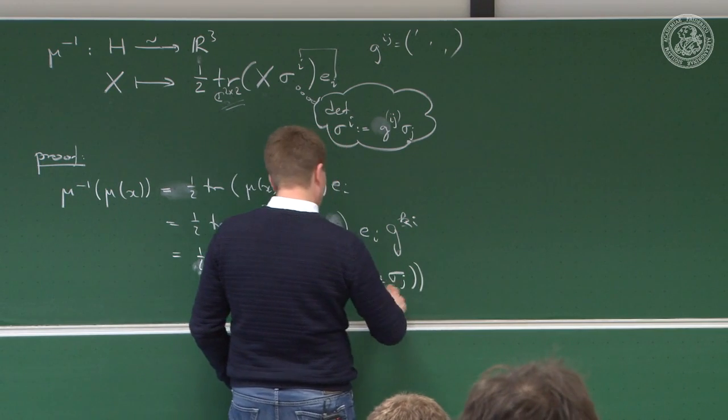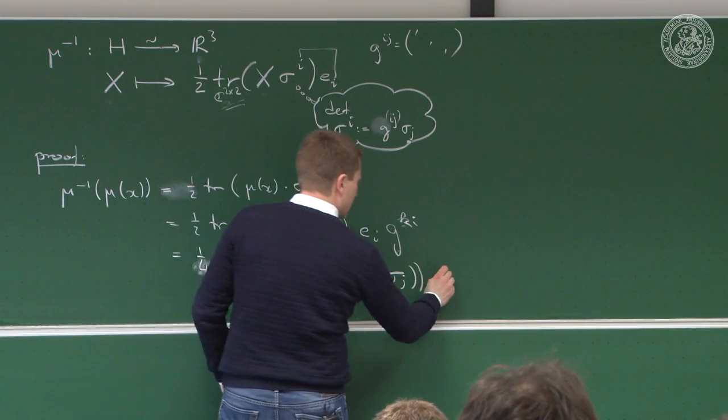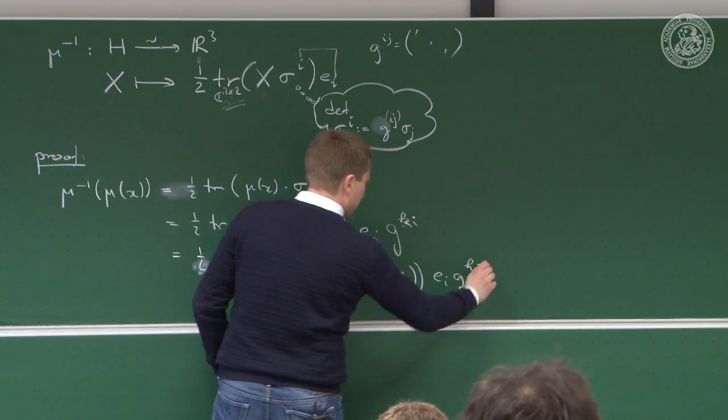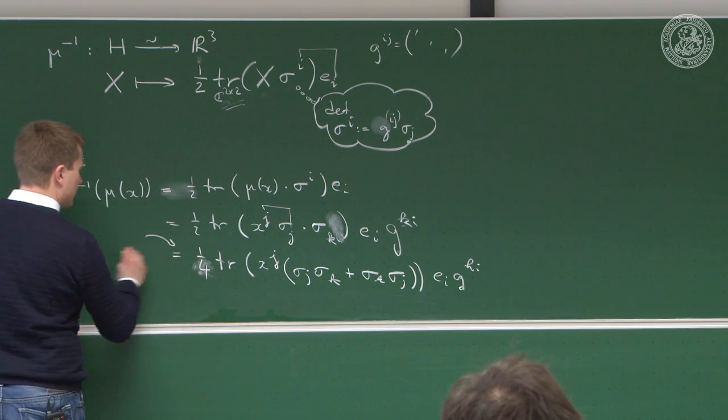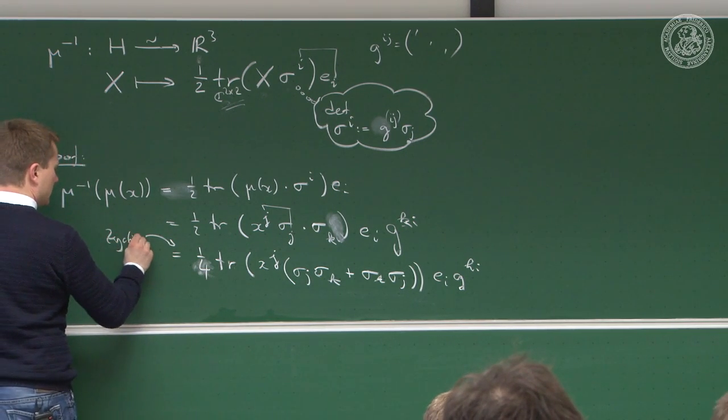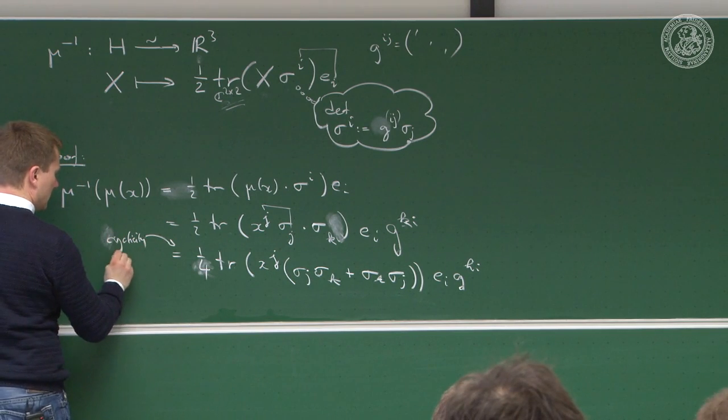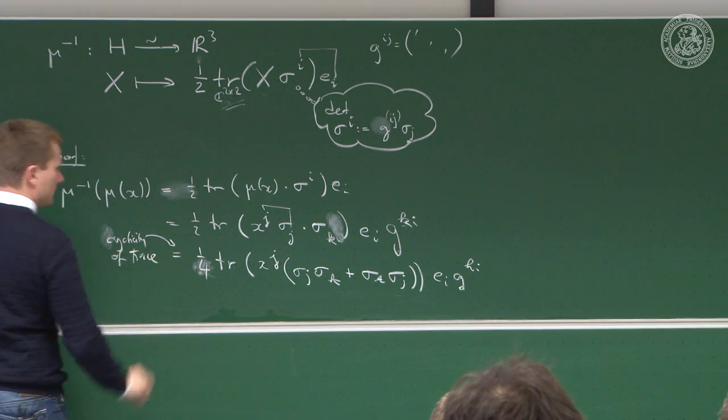This thing, bracket closes, e_i g_ki. Happy so far? But this is because of the cyclicity of the trace, nothing else. Cyclicity, well, of the trace. Okay.